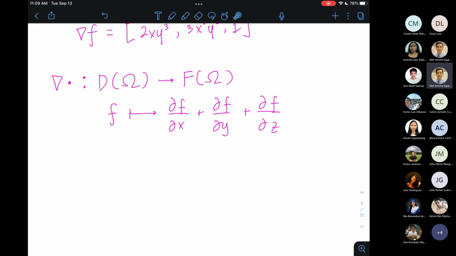Pinalimutan niyo na rin? Hello po, sir. Hello, sino to? Hindi po ako makapag-grade sa theory. Total partial po. Total partial differentiation. Total partial derivative.